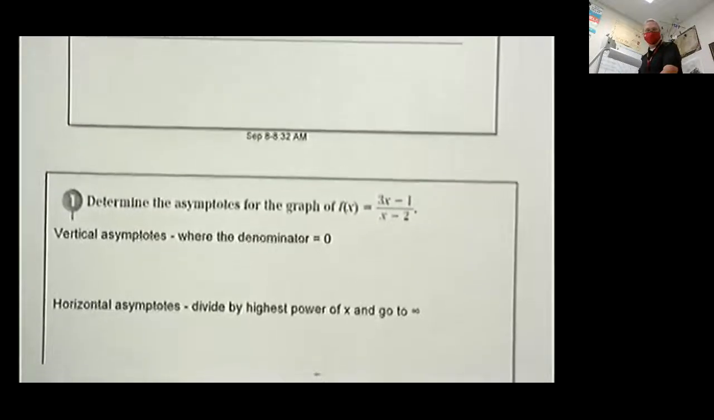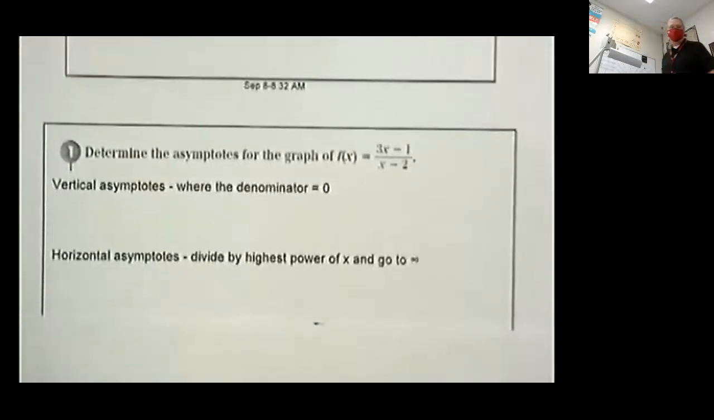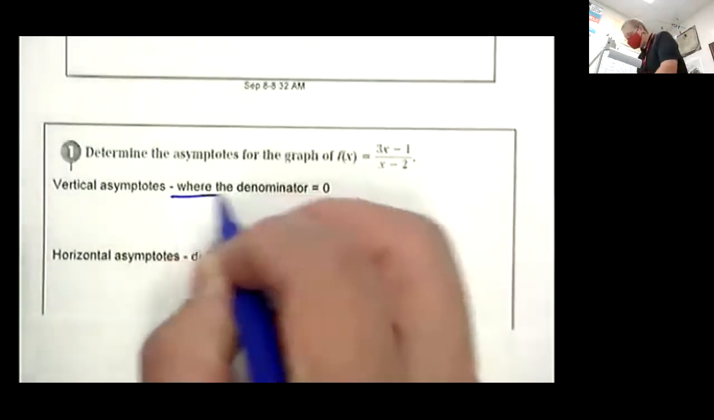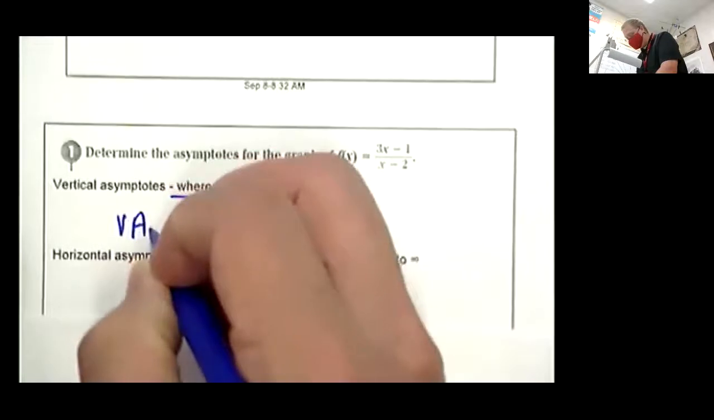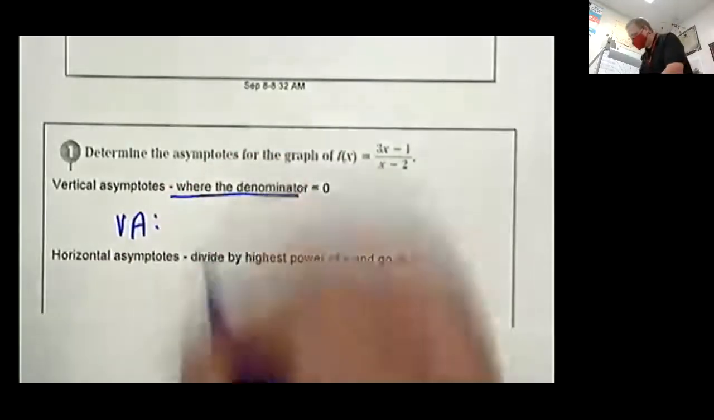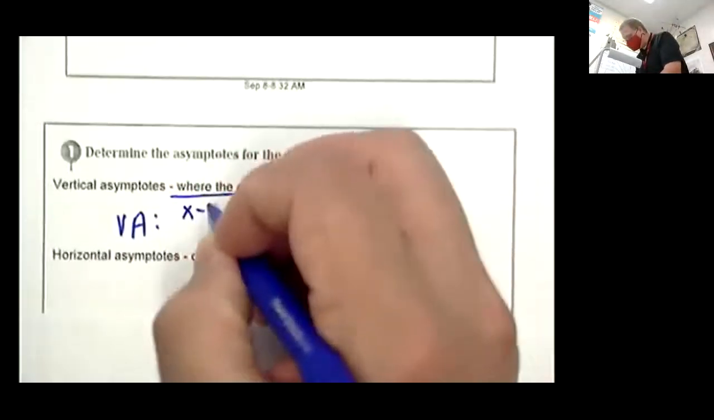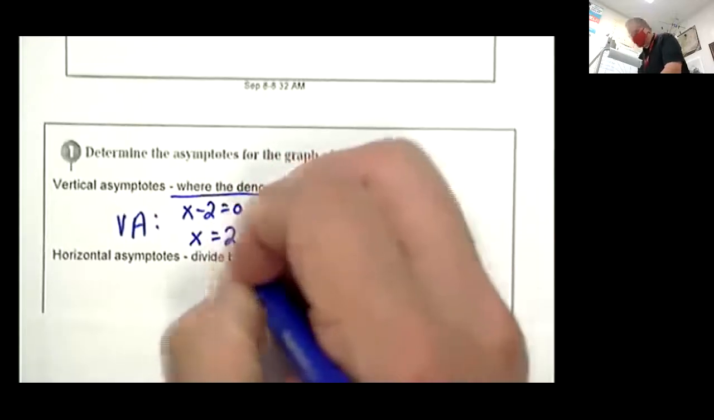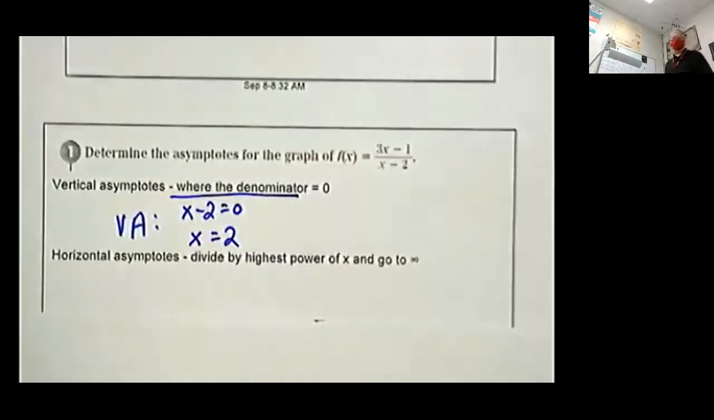Determine the asymptotes for the graph of the function f of x equals 3x minus 1 over x minus 2. First thing we want to find are the vertical asymptotes. We find the vertical asymptotes using this rule: it's where the denominator equals 0. So the vertical asymptote is where the denominator, x minus 2, equals 0. So our vertical asymptote has to be at 2. So there's our x equals 2 vertical asymptote. That was the first thing we did in college algebra when we were graphing rational functions.